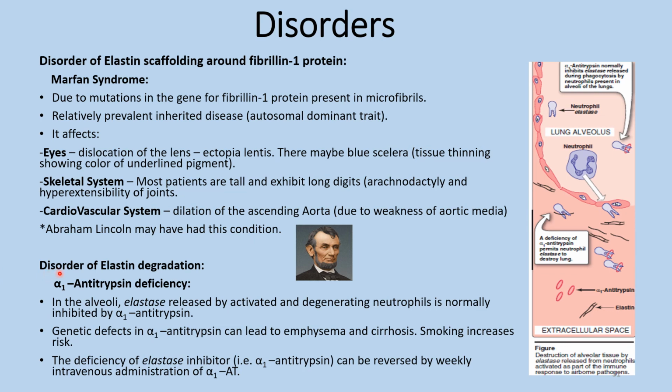The other is the disorder of elastin degradation. Elastin molecules of elastic fibers are degraded by elastase. This elastase enzyme is inhibited by another enzyme called alpha-1 antitrypsin. When there is genetic deficiency of alpha-1 antitrypsin, the elastase is not inhibited, causing the destruction and digestion of the elastin molecules.